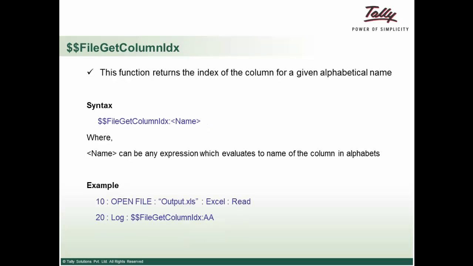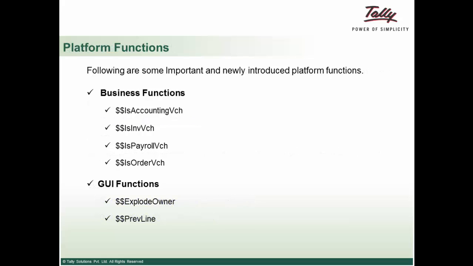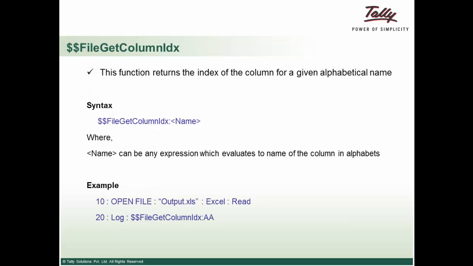Then you have get file column index. You provide an alphabet and it returns the index number. So if the alphabet is F, the index number will return 6. You provide F, it returns 6. That's the column index number. Let me just show you one example of the file IO capabilities that we have.